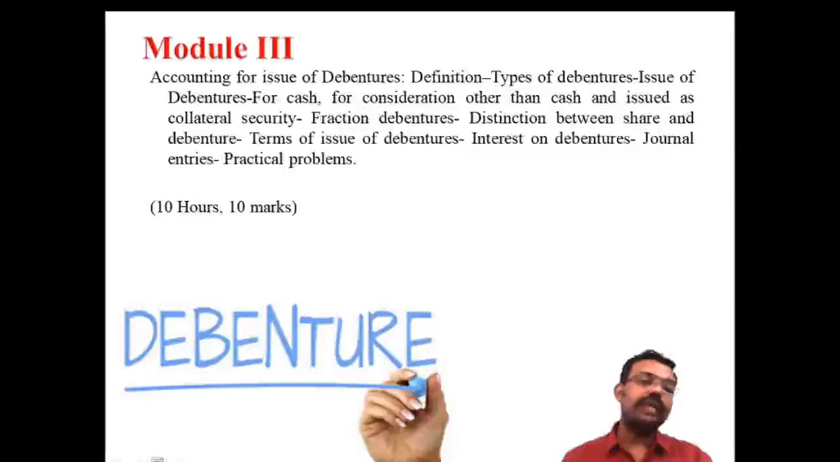These are the important elements of the third module, which relates purely to debentures. We have 10 hours of lectures, and can expect 10 marks from this third module. The third module is purely about debentures: issue of debentures, meaning of debentures, interest on debentures, journal entries, and practical problems. These are the important contents of the third module.